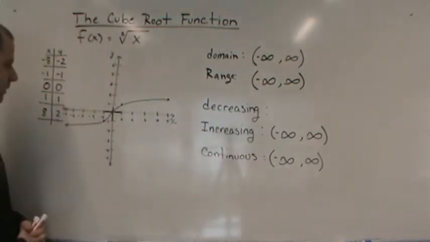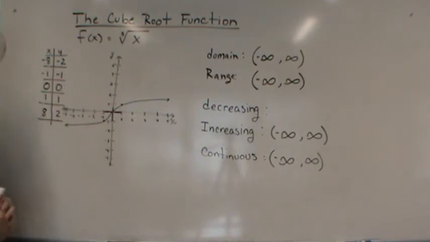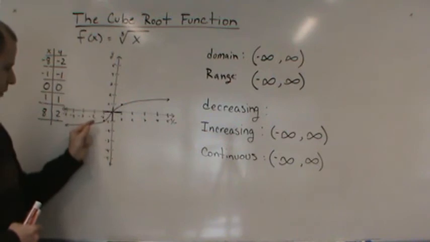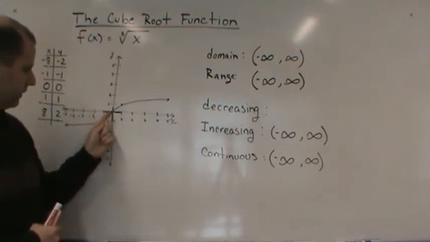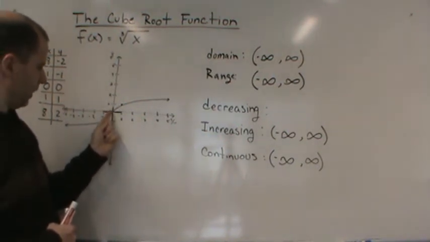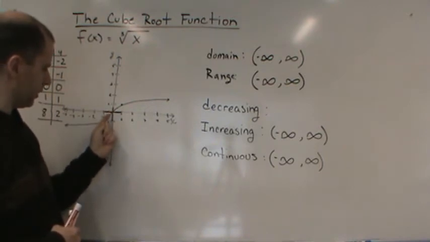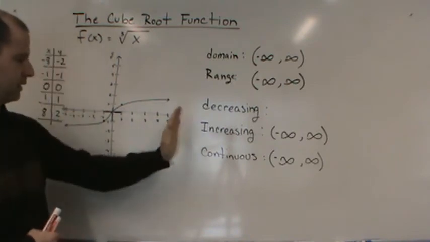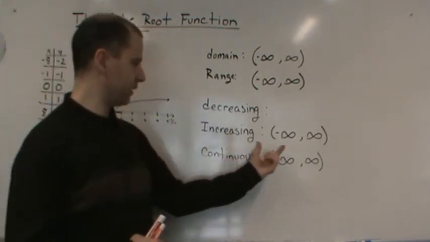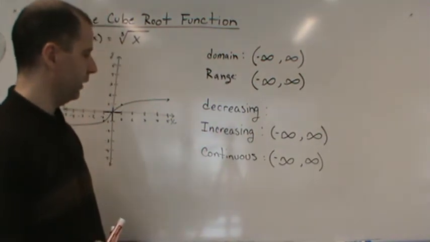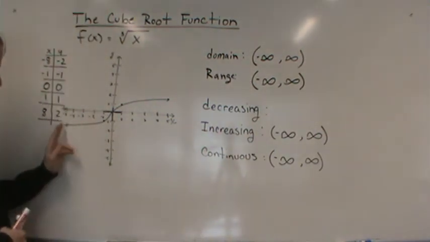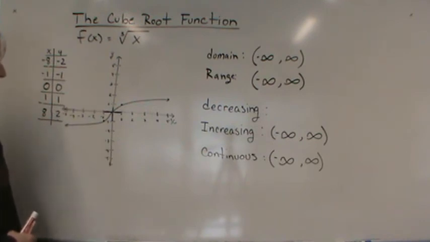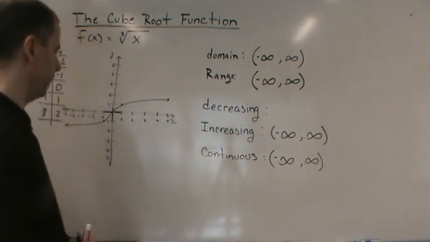Looking at whether it's decreasing, increasing, or constant, obviously going left to right, it's continuing to increase. It curves up, and then at (0, 0) it goes through the origin, and that's where it changes direction. It starts to curve down, but it's still going up. So this is increasing on the entire number line, for the entire domain. And of course it's continuous, because you can sketch this graph without lifting your pencil off the paper. So it's continuous everywhere as well.